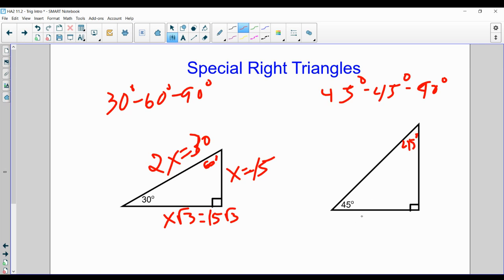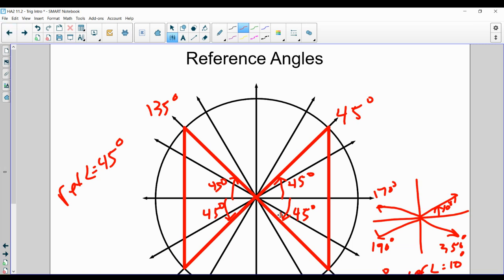For 45, 45, 90, it's x, x, x square root of 2. Hopefully it makes sense why. When you have two equal angles, hopefully you remember from geometry, you have two equal sides as well. So if this side was 10, that would make this side 10, and that would make this side 10 square root of 2. And if this side was 100, this side would be 100, and this side would be 100 square root of 2. So we're going to use that idea on our angles here.